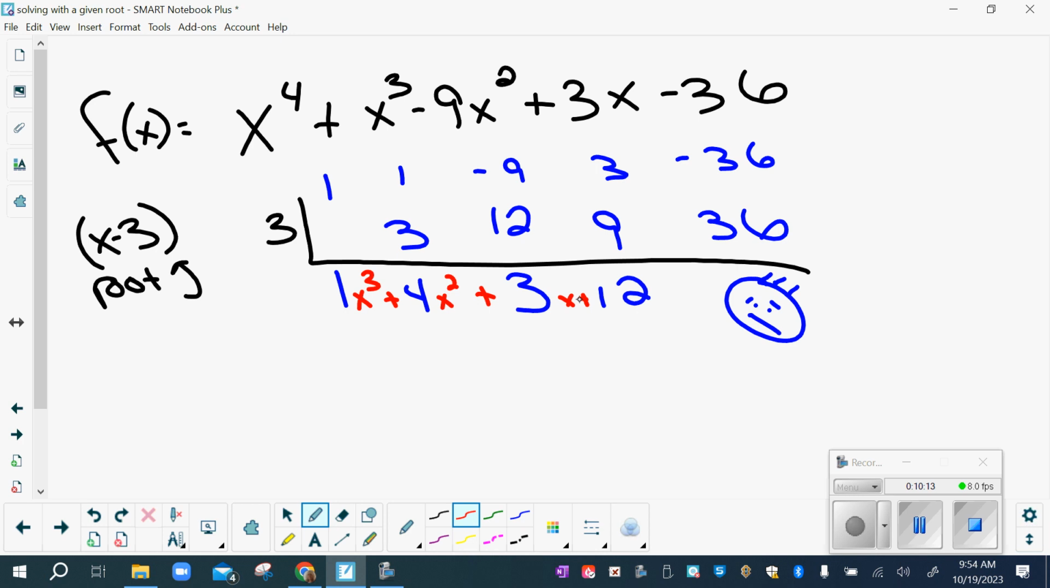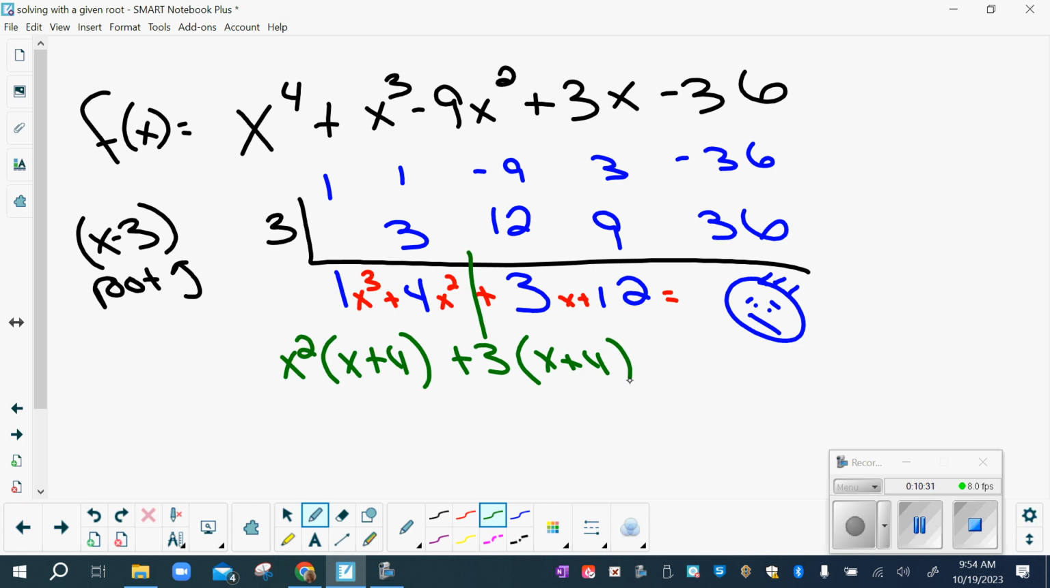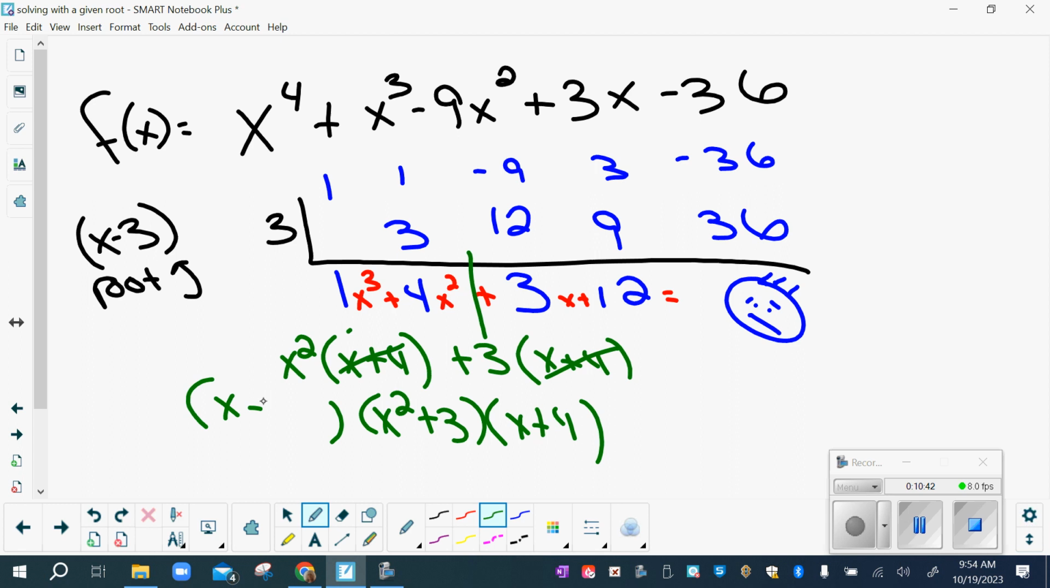You never ask. So here's what. I got a 4-parter. I can keep going now. I'm going to split this in half. I take out the x squared, and I'm left with x plus 4. I take out the positive 3, and I'm left with x plus 4. Hey, they match. That makes me happy. So I've got x plus 4 over here, x squared plus 3 over here, and I'm going to remember this one over here, x minus 3.